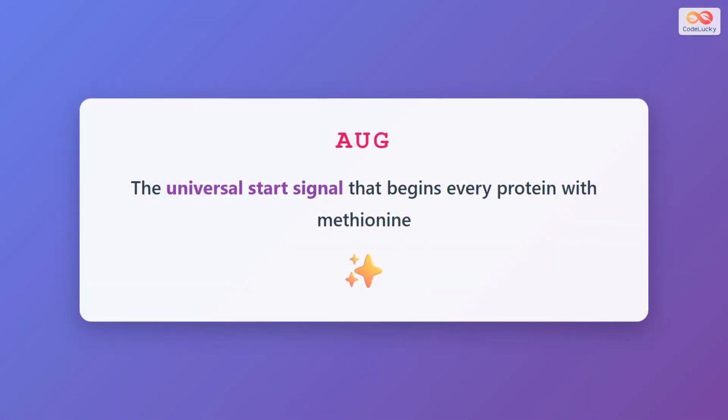In summary, AUG is the universal start signal that begins every protein with the amino acid methionine. It serves as the molecular starting point that allows ribosomes to accurately translate genetic information into functional proteins. Understanding the START codon is crucial for comprehending how genetic information flows from DNA to RNA to proteins, the central dogma of molecular biology. This simple 3-letter code is fundamental to all life on Earth.